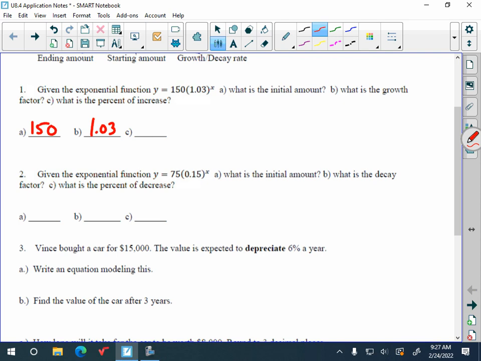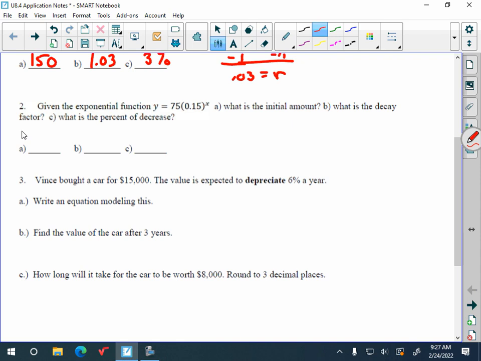And then the percent of increase. Good. So to find the percent of increase, since we're talking about percent, we can set that growth factor 1.03 equal to 1 plus r, and then solve it for r. So subtract 1. So 0.03 equals r. And then move the decimal 2 places to the right to convert from decimal to percent. So this would be 3% increase. But the pattern is multiplied by 1.03.